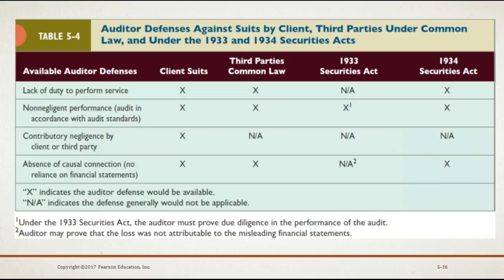In here, we have a summary of the defenses available to the auditor. If the auditor is unable to prove a lack of duty to perform the service, the preferred defense is generally non-negligent performance. The defenses listed in this summary have been discussed previously in the course presentation. I'm not going to go through it again, but I do recommend that you read through it carefully, and you can find Table 5-4 on page 129 of your textbook.